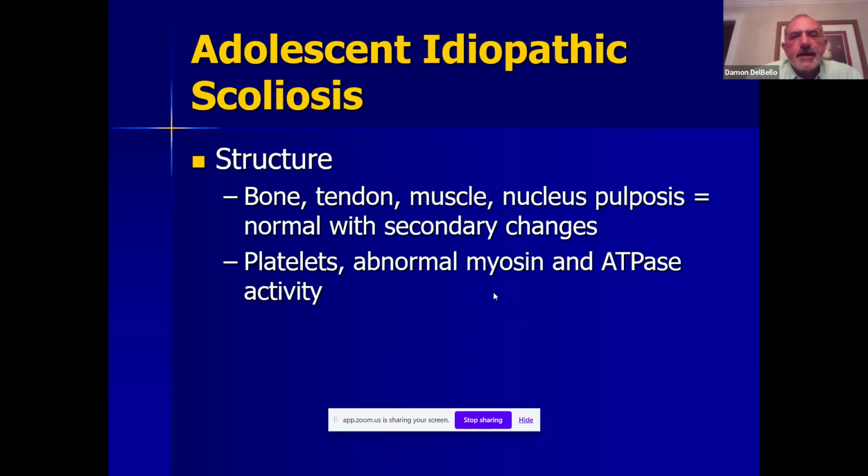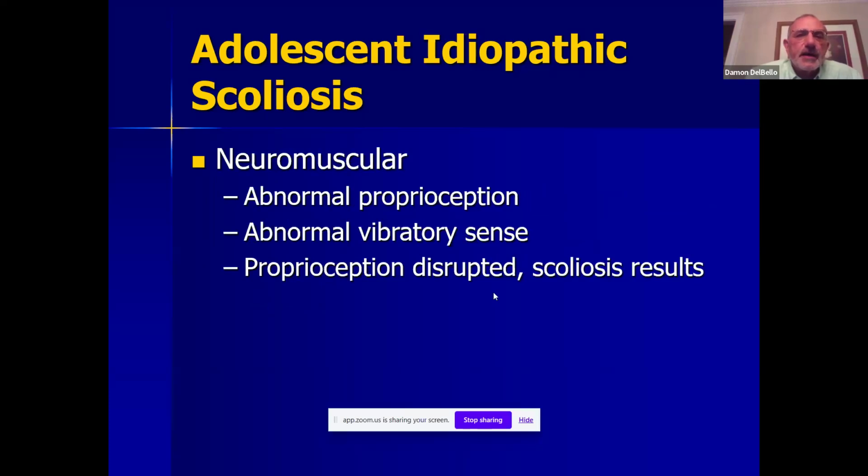We feel that the bone, tendon, muscle, nucleus are all primarily normal, but they do undergo secondary changes secondary to the abnormal loading on the curve. There is some abnormal myosin and ATPase activity that's been found. These kids neurologically have abnormal proprioception and vibratory sense. And interestingly, experimentally, if an animal's proprioceptive pathways, that is the dorsal columns, are disrupted, scoliosis results in greater than 90% of those animals.